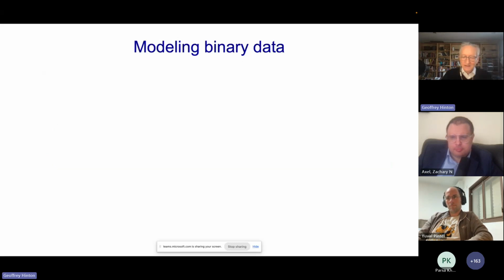So now let's talk about how we could model binary data with what we call a Boltzmann machine. It's a Hopfield net that has visible units and hidden units, and it has this stochastic decision rule where you probabilistically turn the units on or off depending on the energy gap.